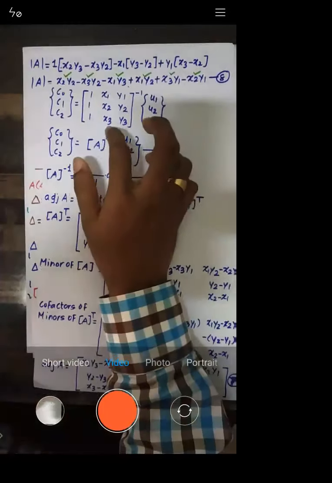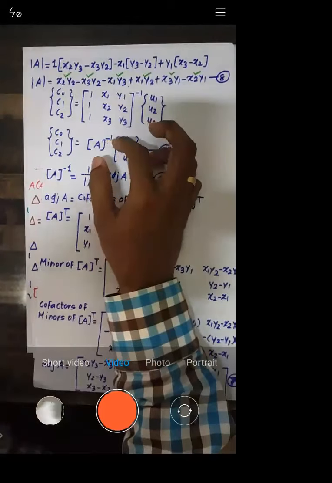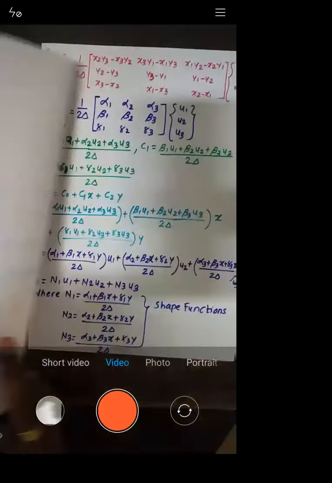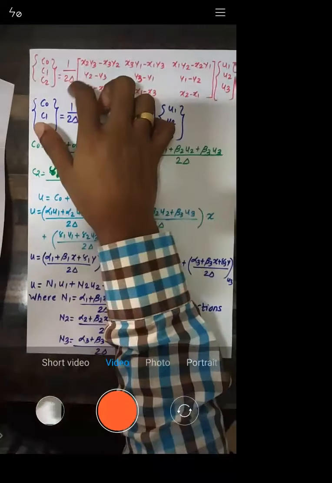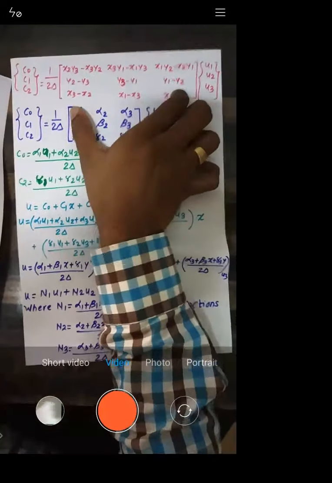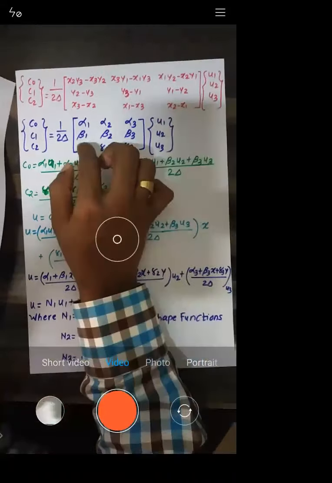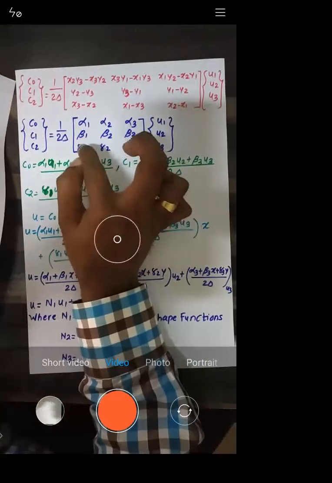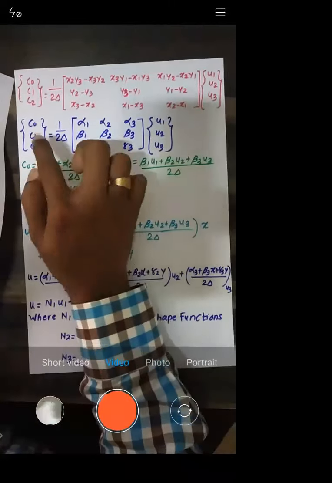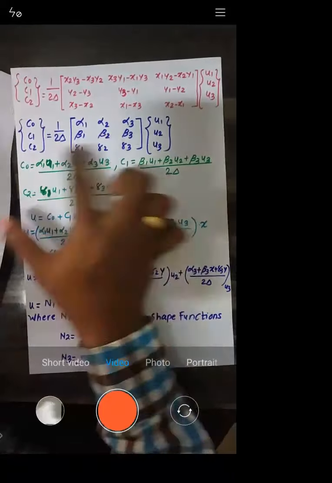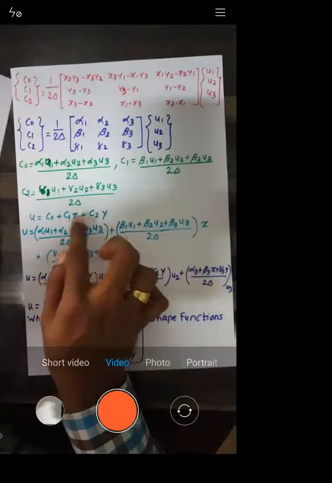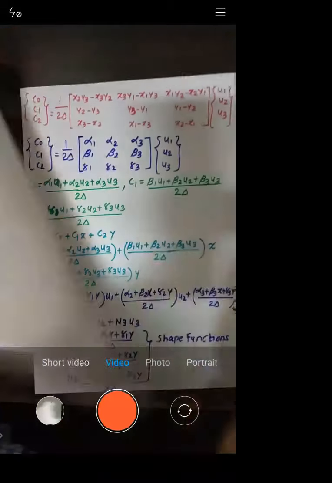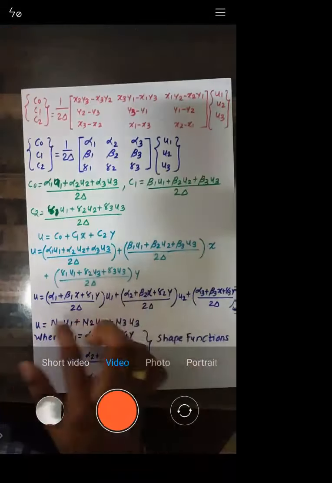Now I put this inverse of the matrix into this expression. So 1 by mod of A, which is twice delta, into adjoint of A, is this one into this one. From that, I called some terms alpha 1, alpha 2, alpha 3, similarly beta 1, beta 2, beta 3, and gamma 1, gamma 2, gamma 3. So I got the values of C0, C1 and C2. Once I got these values, I substituted them in this expression, and I ended up with one equation.